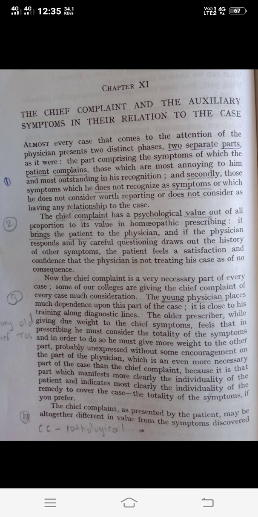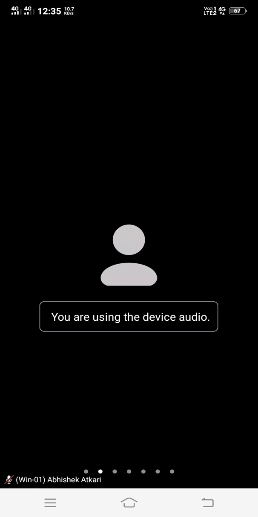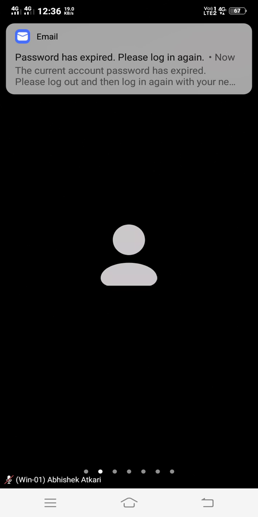Now we will revise what we studied in this topic, that is, the chief complaint and the auxiliary symptoms. In the first para we discussed that when a patient comes to a physician, it has two phases, that is, two separate parts. The first part is the patient's complaints, which the patient thinks are the most important or the most outstanding in his recognition. Secondly, the symptoms which he does not recognize as symptoms, or does not consider worth reporting and does not consider to have any relationship to the case, but which are important according to the physician for the selection of a remedy.